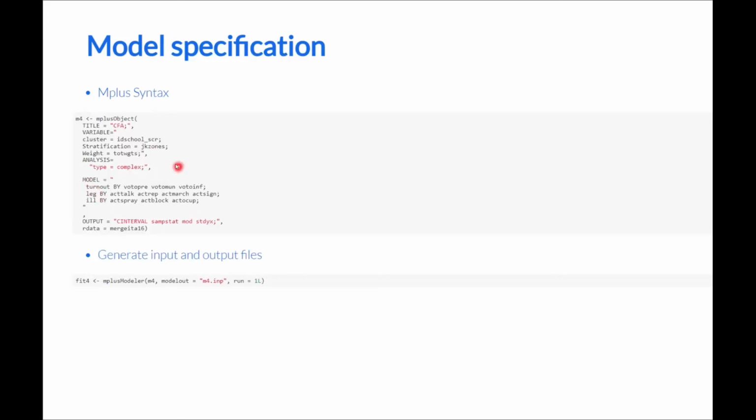Here we can specify the 3 latent variables: turnout by the 3 formal variables, the indicators, legal activities, and illegal activities. And this is the code to create the model in Mplus. This creates the input file for Mplus.